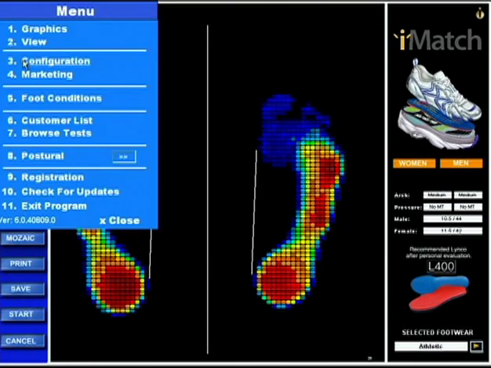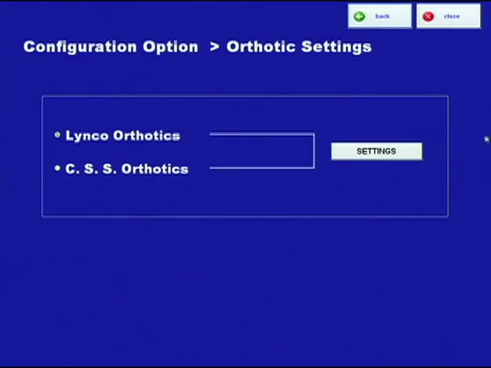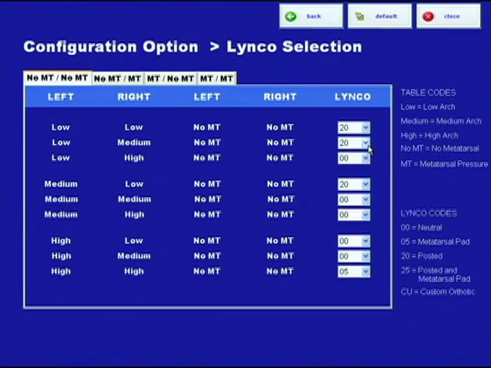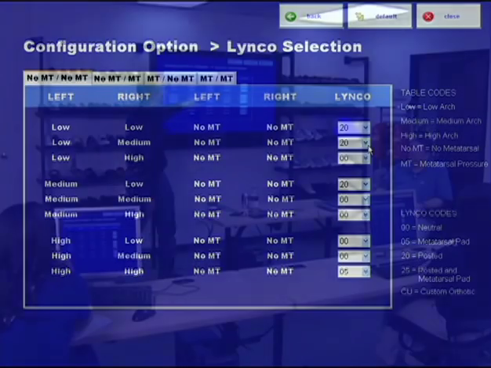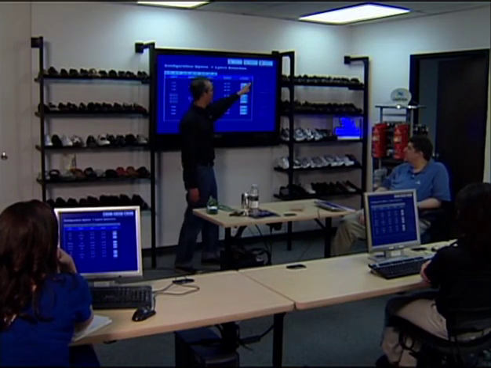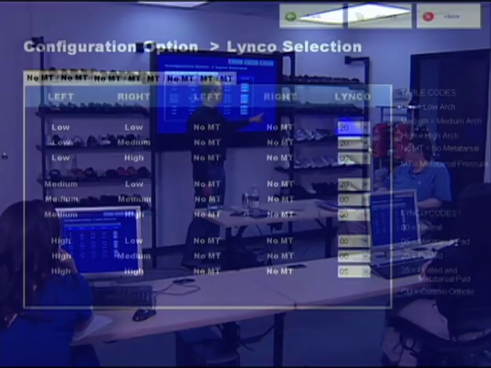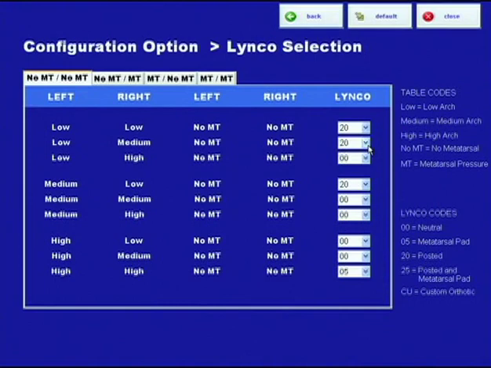Okay, so that's really going back to configuration, orthotic settings, Linko. And these are the different categories. And we even have the code set up for you. For low is low arch, just to explain what everything is. Your Linko code, 00 is neutral, 05 is a met pad, a 20 has a rear foot post, and a 25 has posted in a met pad.